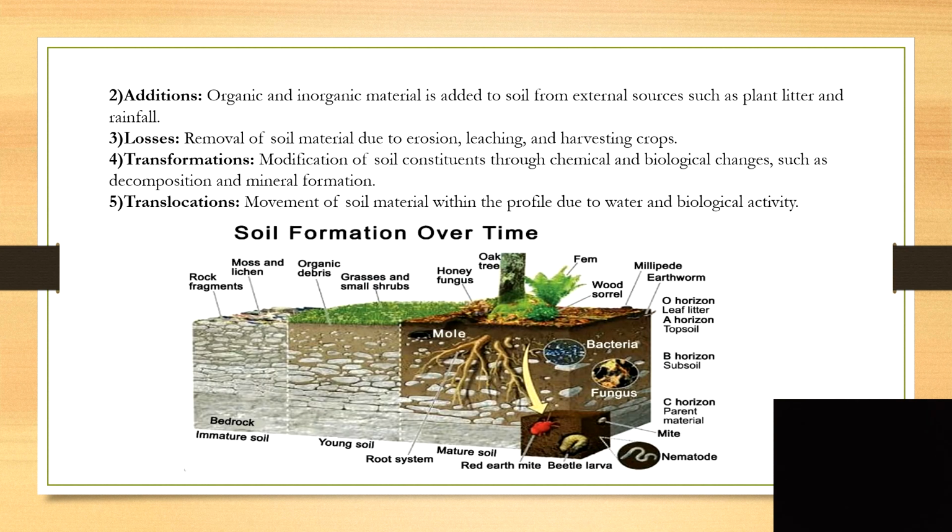See, addition means, as I already told you, addition of organic material, some particles, some physical and chemical things to the soil, which gives another form to that soil. So losses means the removal of soil materials due to erosion, leaching, and harvesting crops. Here leaching moves the dissolved materials downwards, enriching the lower layer and forming distinct soil horizons.